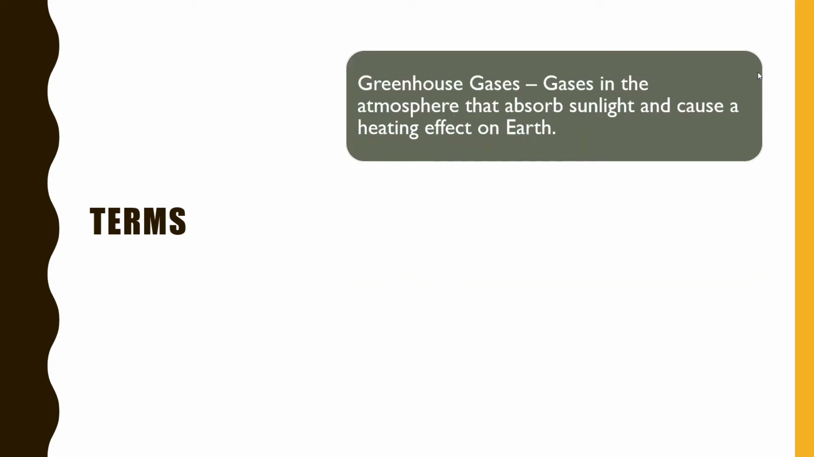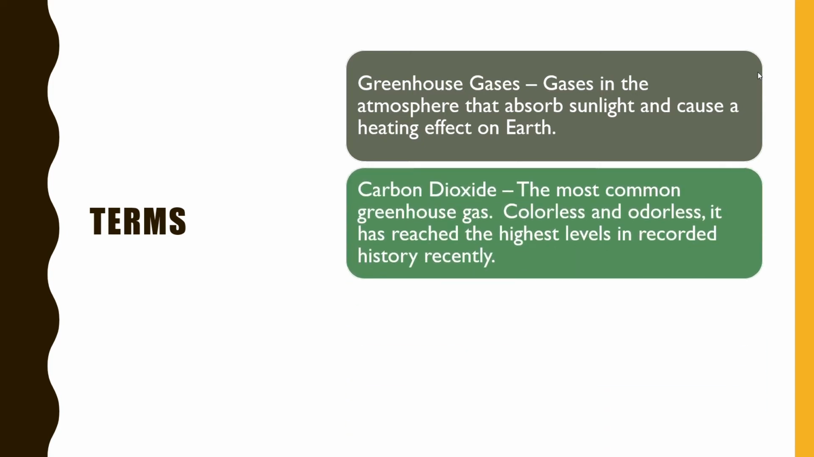Some terms you may need to know. Greenhouse gases are gases in the atmosphere that absorb sunlight and cause a heating effect on Earth. Carbon dioxide is the most common greenhouse gas. Colorless and odorless, it has reached the highest levels in recorded history recently.